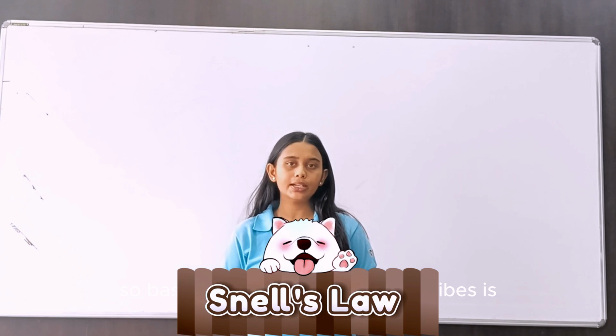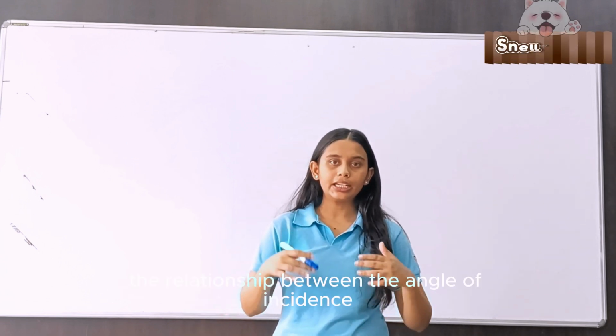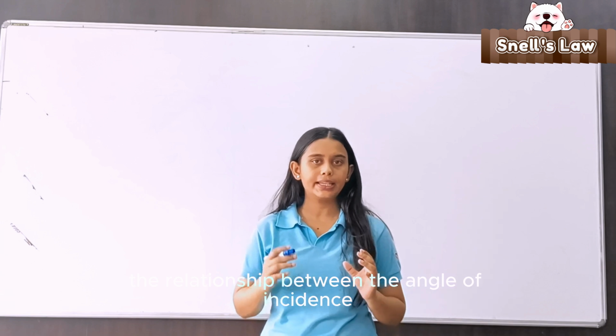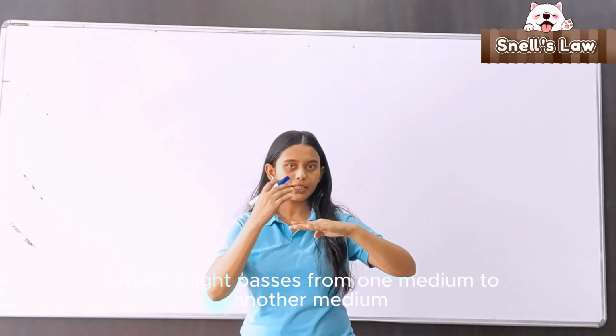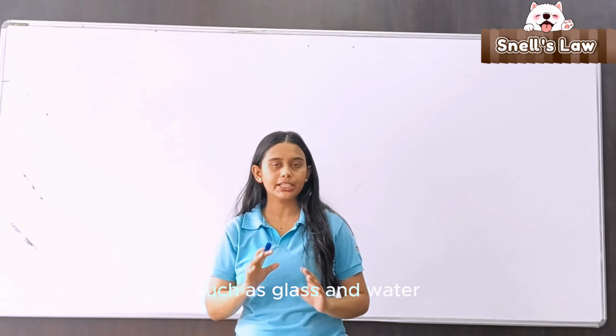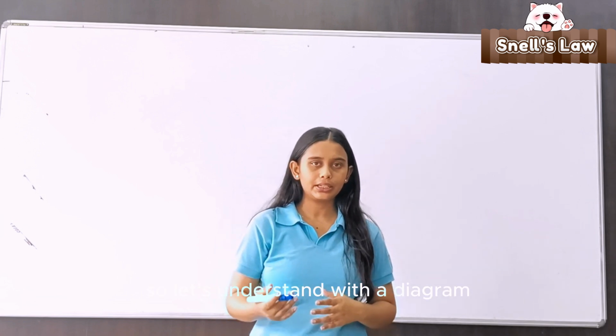So basically what Snell's law describes is the relationship between the angle of incidence and angle of refraction when light passes from one medium to another medium, such as glass and water. So let's understand with the diagram.